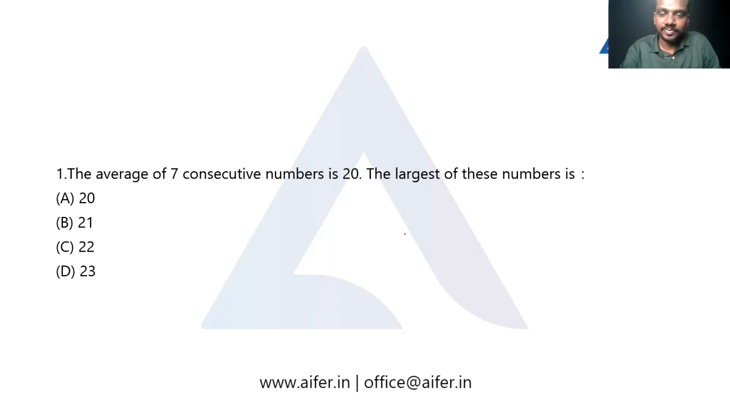So try to do the question. You can give the answer in the comment box, in the chat section. If you have any doubts regarding any questions that we have discussed before or we are discussing from now onwards, you can put it in the chat box in that respective video. So we have the average of 7 consecutive numbers is 20. The largest of these numbers is. That's it.